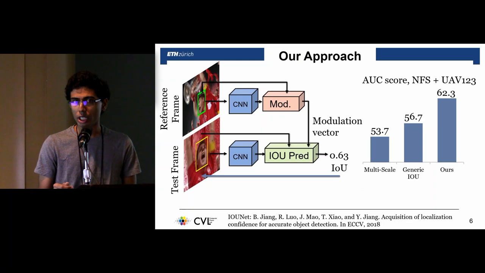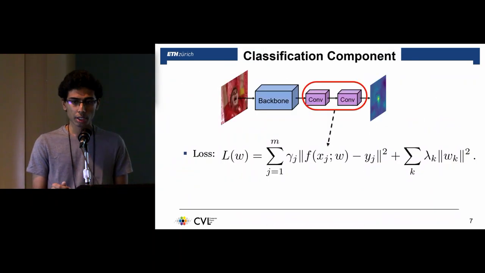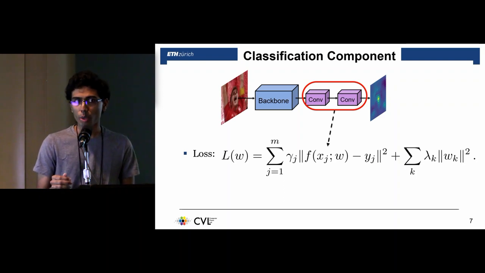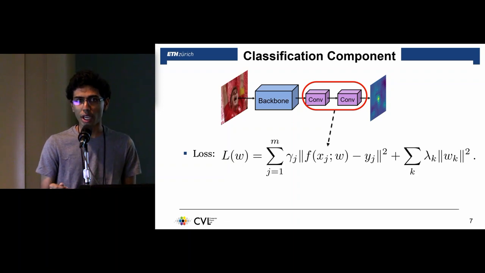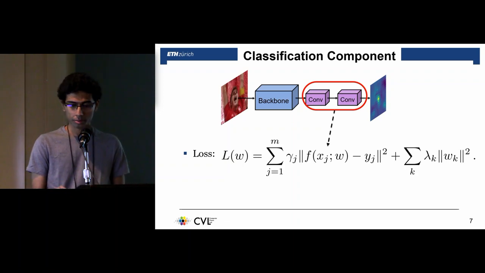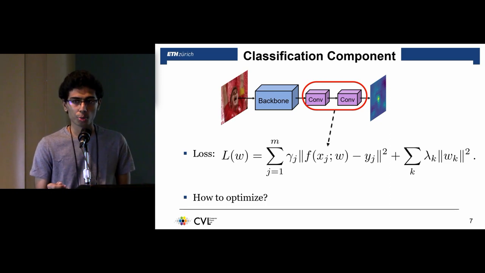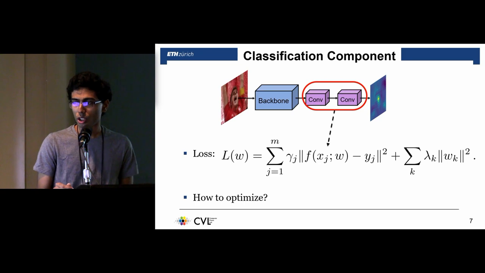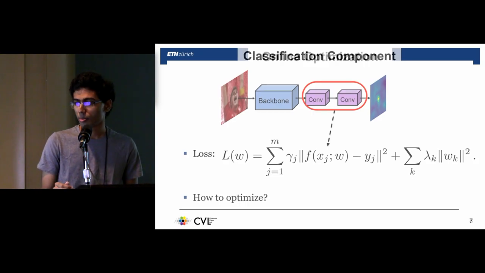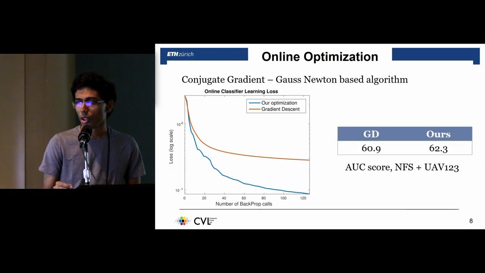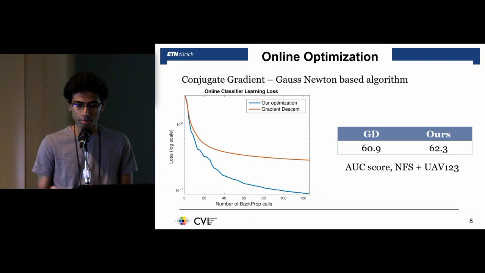So although the IoU-Net can provide accurate boxes given an initial estimate, it is not trained for the task of robust target background discrimination. Thus, for this task, we employ a two-layer network head, which is trained from scratch in the first frame using the least squares loss. Now, since the classifier is trained online from scratch, the key challenge here is how to train it fast so as to get high tracking speed. For this task, we employ the conjugate gradient algorithm with Gauss-Newton approximation. Our approach provides superior convergence as well as better tracking performance compared to the standard gradient descent method.